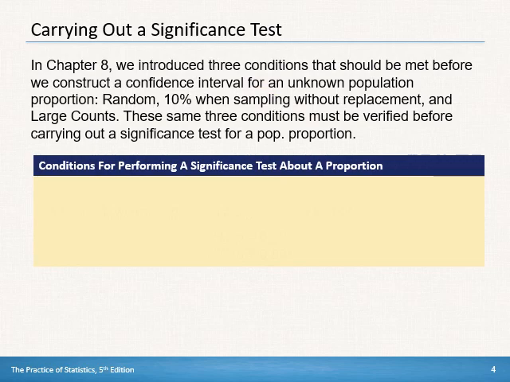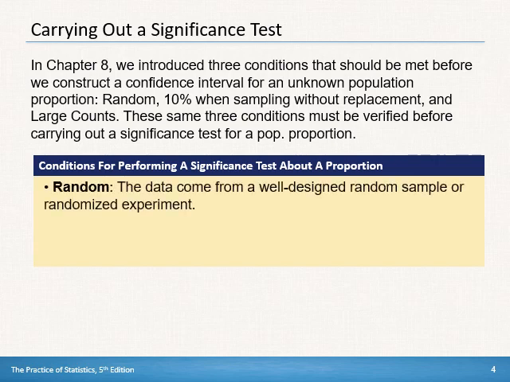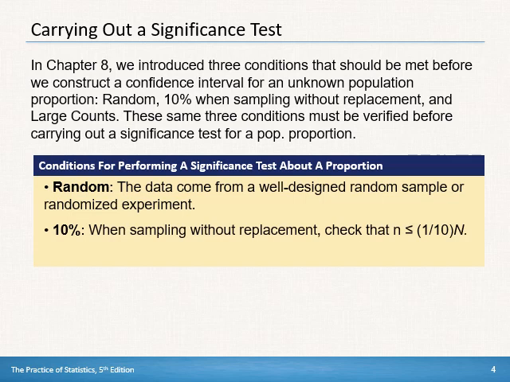So in chapter 8, when we were doing confidence intervals, we had a couple of conditions we had to check. In 8.2, we did proportions in confidence intervals. And so more or less the same three conditions apply for significance tests for proportions. Random: we have to make sure that our data came from a randomized sample or a randomized experiment. Again, we'll get into more randomized experiments in chapter 10. 10%: again, we didn't sample more than 10%. And then the third one is the large counts.